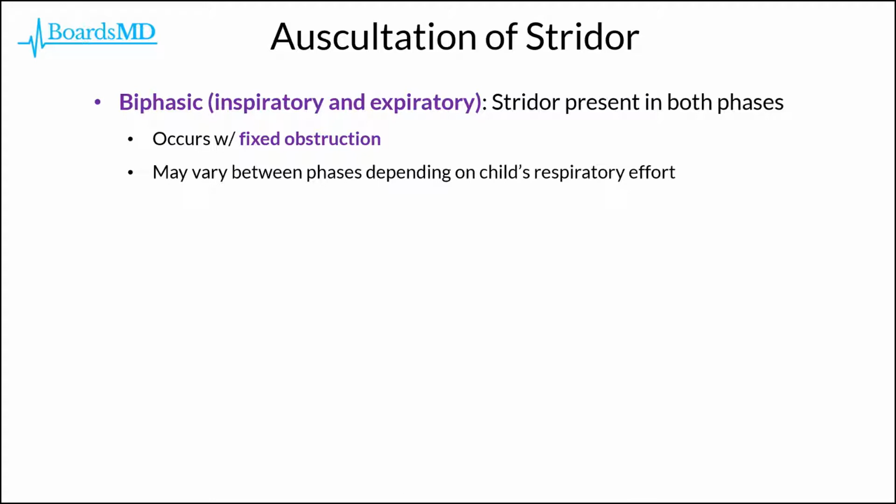No discussion of stridor would be complete without an inclusion of biphasic stridor, in which we have both inspiratory and expiratory stridor. In other words, we have stridor during both phases, hence the term biphasic. This is going to occur in the case of a fixed obstruction, regardless of whether this fixed obstruction is intra or extrathoracic. In actual clinical practice, this may vary between the actual phases of inspiration and expiration, depending on the child's respiratory effort in these two phases.